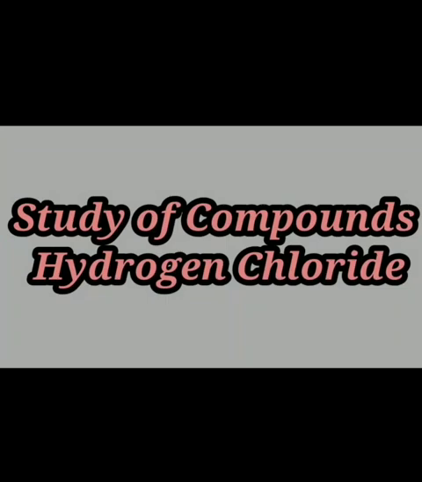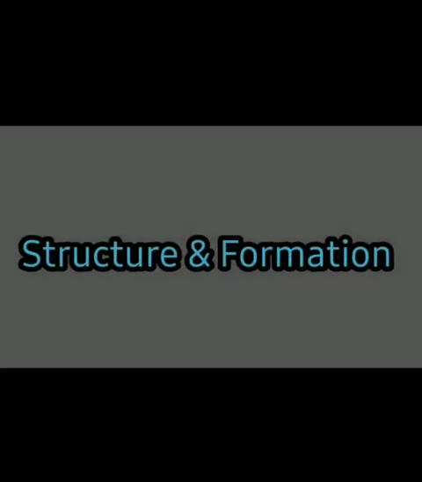As we know, hydrogen chloride exists both as a gas and as an acid: hydrogen chloride gas and hydrochloric acid. So first we discuss hydrogen chloride gas. First we discuss the structure and formula of hydrogen chloride.